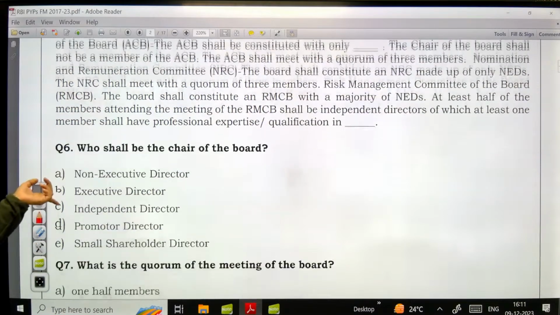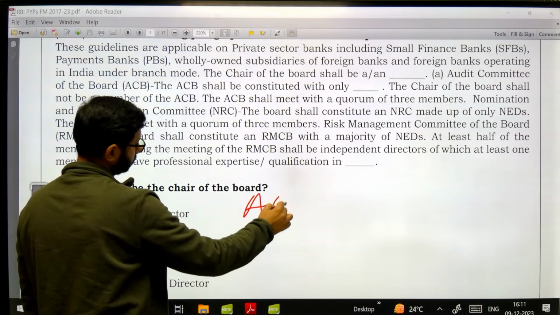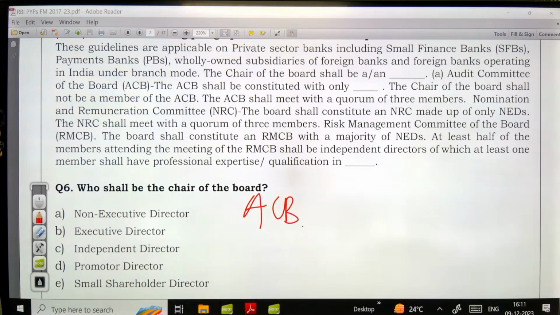Now what question is being asked? Who shall be the chair of the board? We are talking about the audit committee of the board. Who shall be the chair amongst the following?